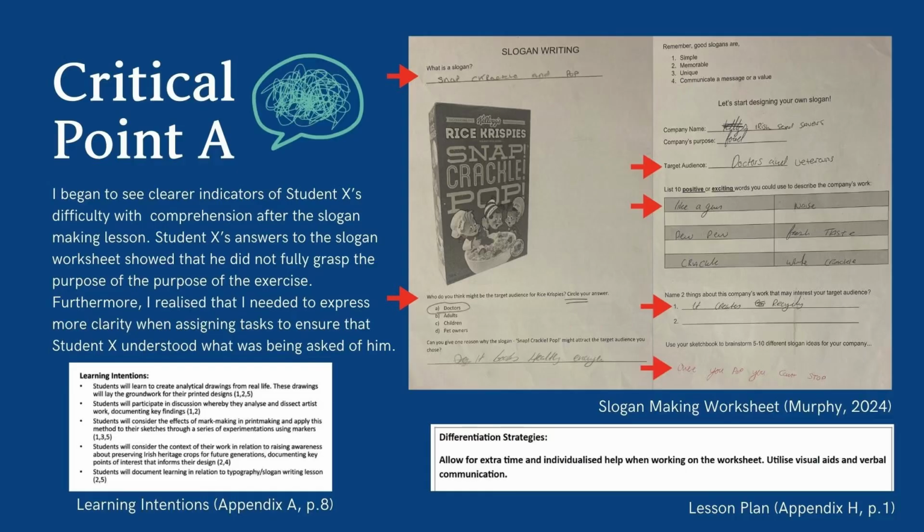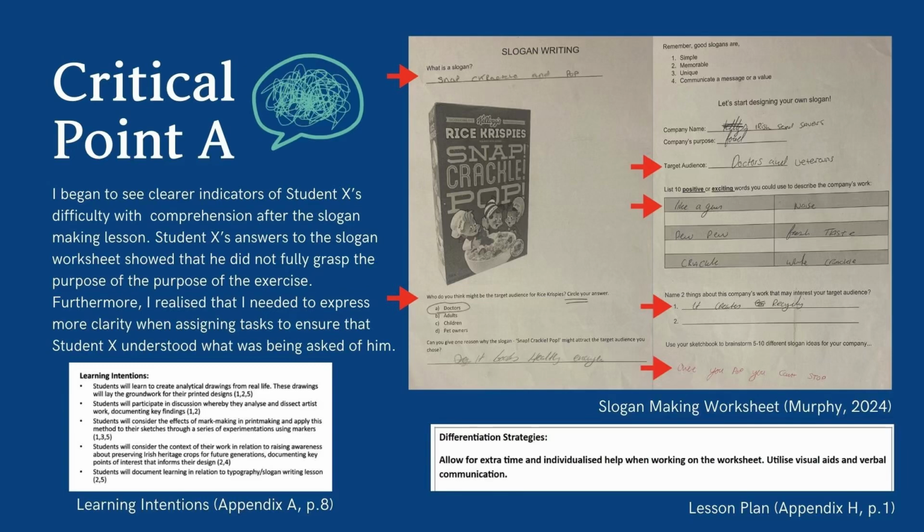It became evident in week 2 that I needed to be very clear and precise about instruction and also provide better scaffolding to help student X develop his ability to discuss his work. As shown here in this slogan making worksheet, we see that student X misunderstands the questions from the very start. When asked, "What is a slogan?" student X writes down the only slogan found in the visuals rather than writing down what the class had learned during the lesson. There is evidence that student X wants to write down the correct answers as he underlines the key word instructing him to circle his answer.